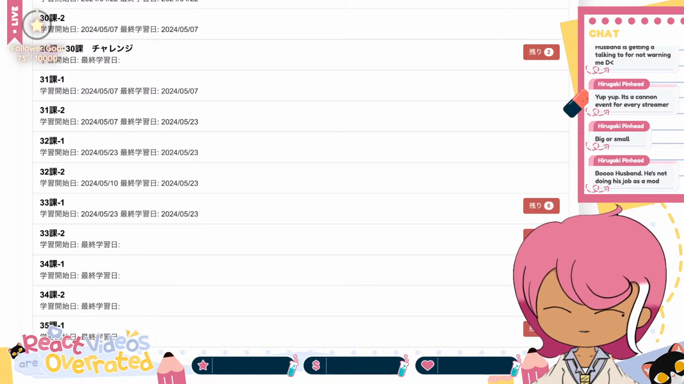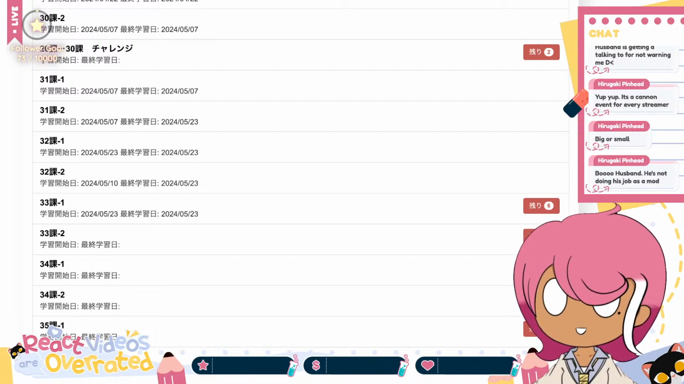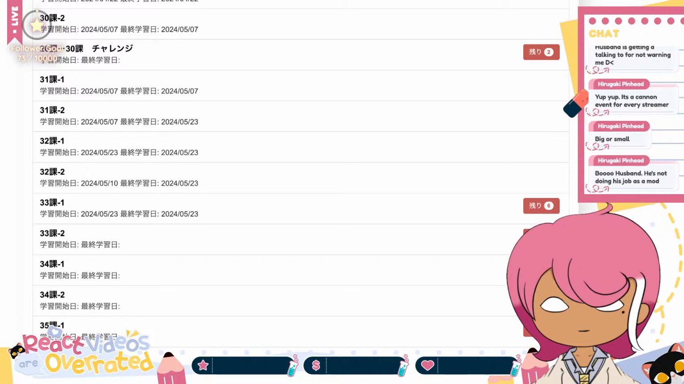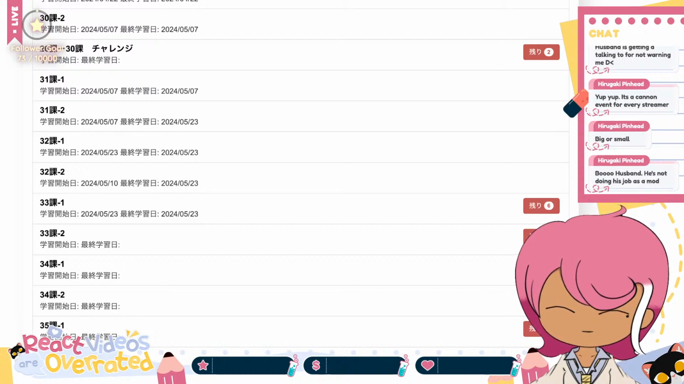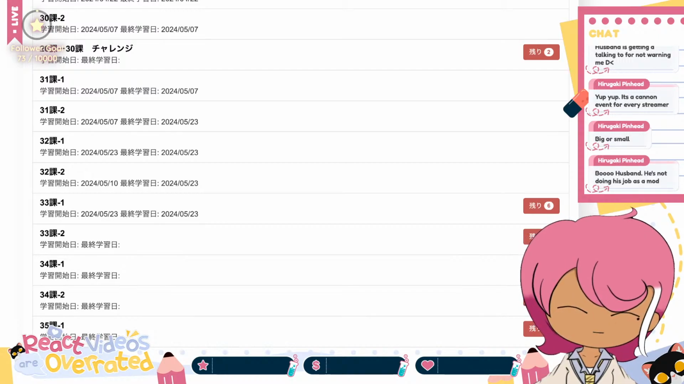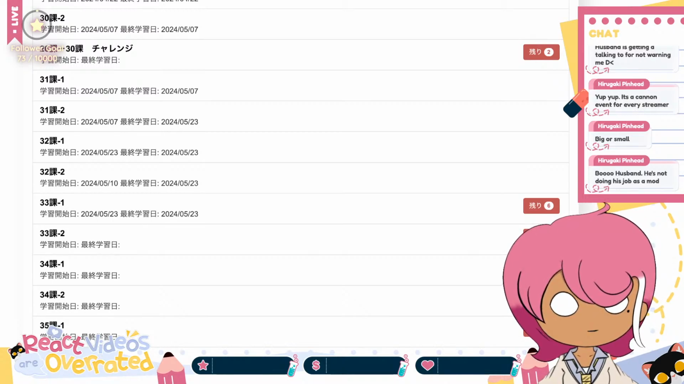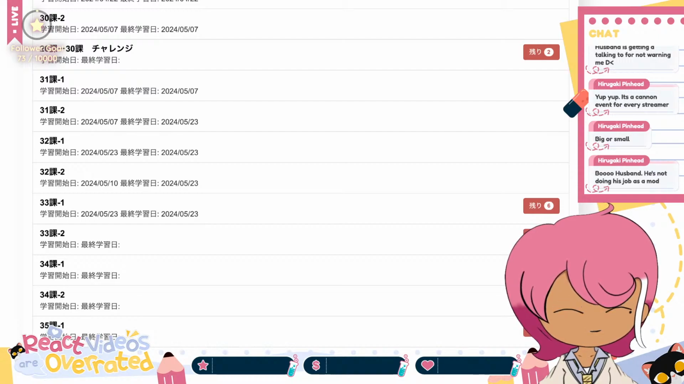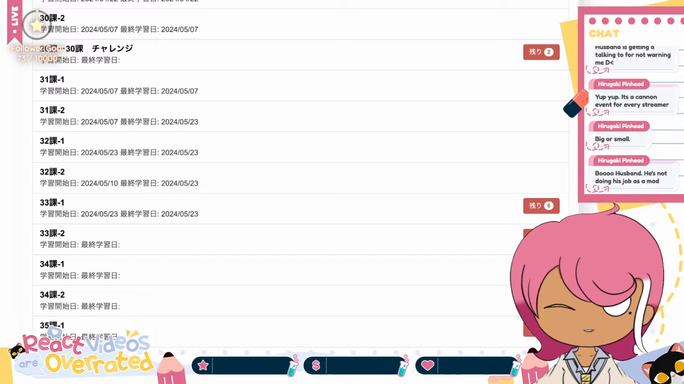So using dictionary form for verbs with tsumori desu, and then if it's negative, we use nai in tsumori desu. This expresses when we have an intention to do something, and to indicate the intention to not do something as well. So an example, we got 明日からはタバコを吸わないつもりです。So I intend to not smoke from tomorrow onwards.